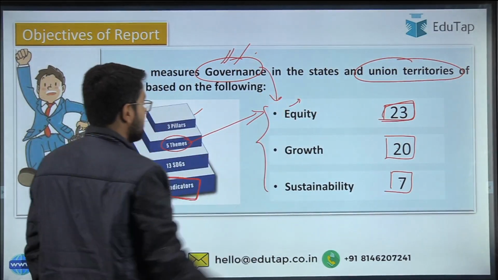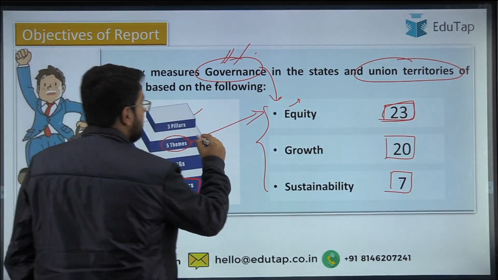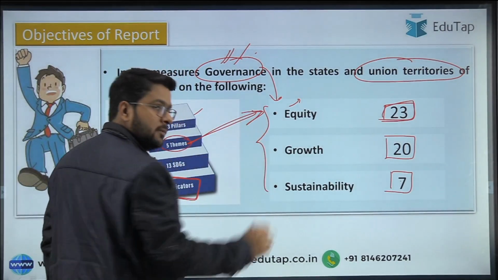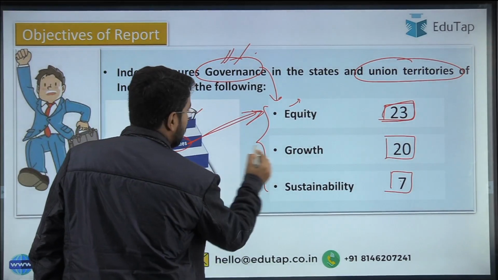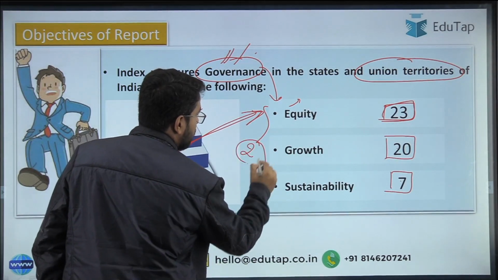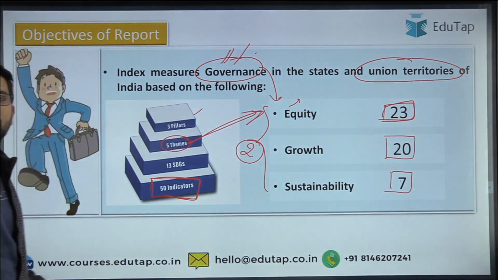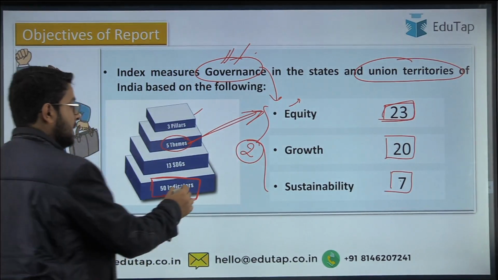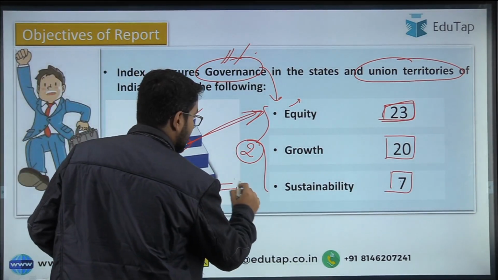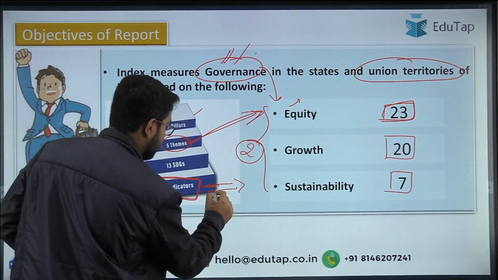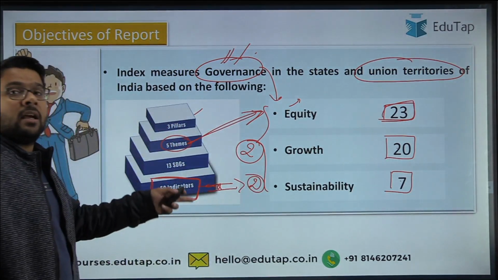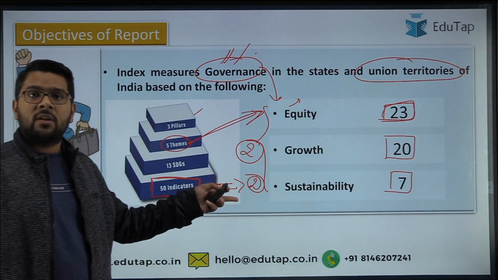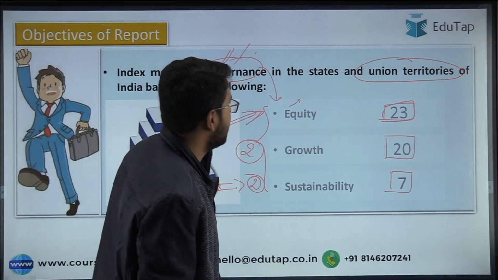on these 3 pillars. And guys, the equity pillar comprises the entire 5 themes, which we're going to take up next. Then the growth pillar covers 2 themes. What are the 2 themes? We'll take that up. And then there is this sustainability. Sorry, let me write it. Again, in the sustainability, they are talking about 2 separate themes. What are they? Let us see.